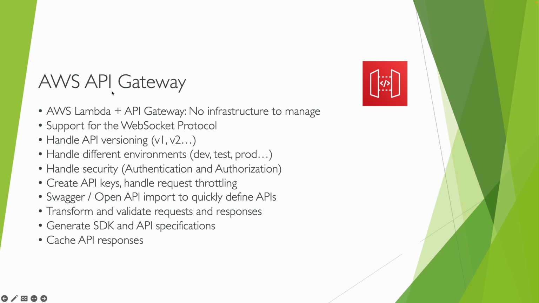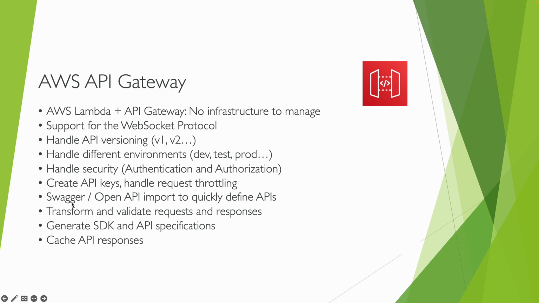So API gateways are nothing but endpoints. For example, if you create a REST API, we will create some URLs, right, like www.something.com/get users or post users or get the list of subjects. So those endpoints we can create in AWS API Gateway. This can be handled in different environments: development, test, and production. It handles its own security. Okay, so it creates API keys and handles request throttling.